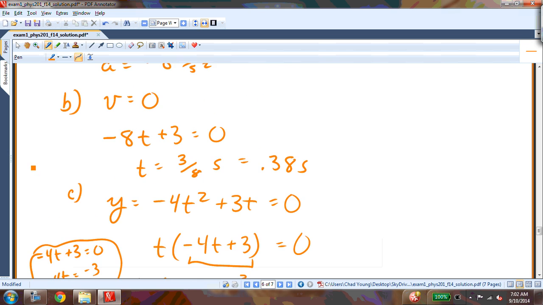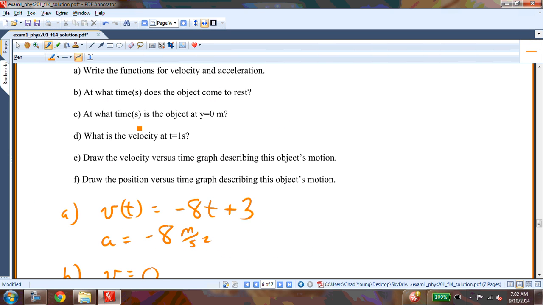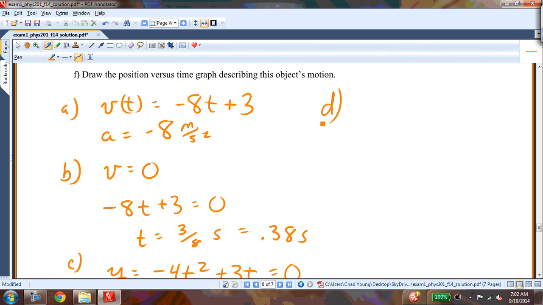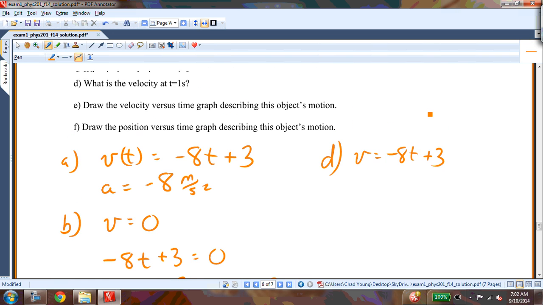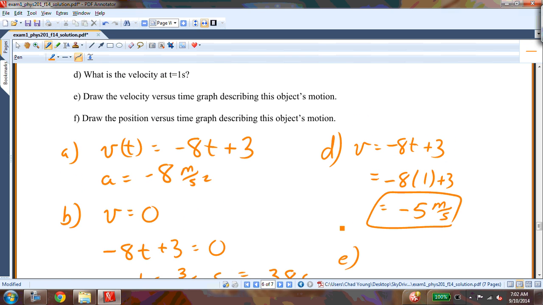So that's c. Those are the two times. You're throwing it up, and then it's coming back down. It goes up at 0 seconds. It comes down at 3/4 of a second. What is the velocity at t equal 1 second? Let's start it back up here. I have my velocity function, v equals negative 8t plus 3. At 1 second, that's negative 8 times 1 plus 3. That's negative 5 meters per second. That's the answer.